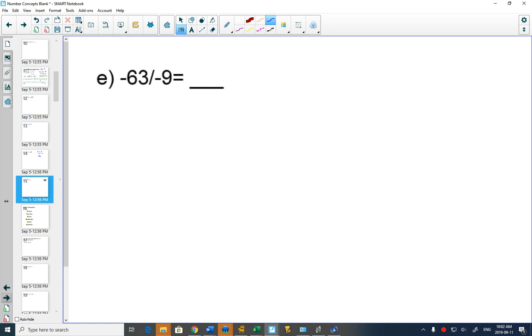One of the reasons why it's really important to know your times table well, to know quickly, like 4 times 8, 32, is because when you get to dividing, if you don't know your times table well, it makes dividing harder. Because really, when I'm asking 63 divided by 9, or negative 63 divided by negative 9, I'm asking myself, what times 9 is 63? 7. So we know that the answer is going to be 7. If I have a negative divided by a negative, the answer will be positive, and so I'll get positive 7.